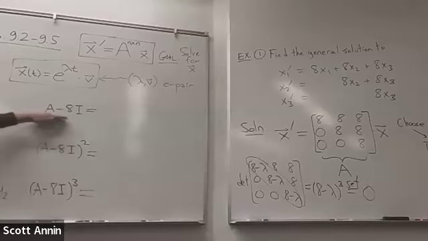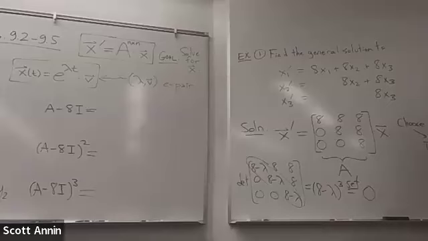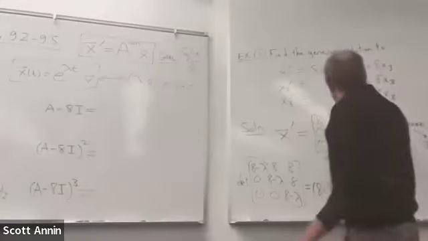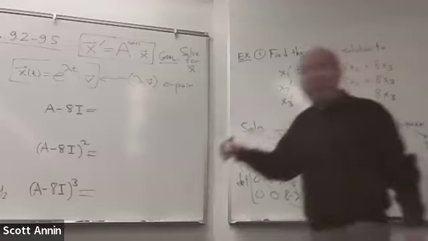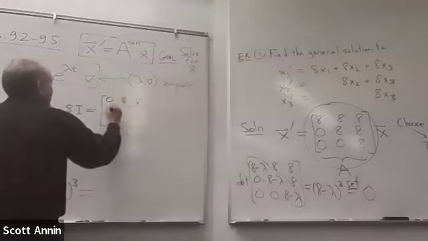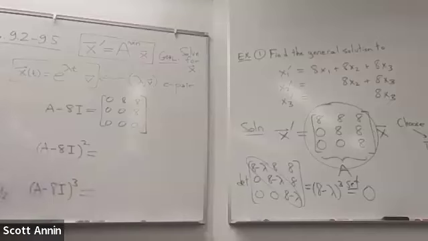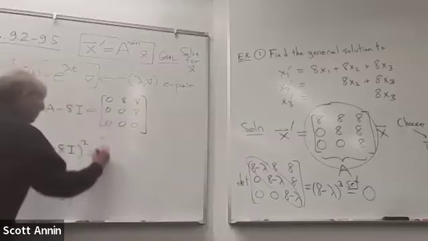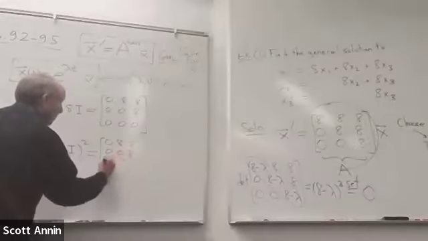And so A minus 8I, by the way, that is actually just this matrix here. Okay, so if you subtract, here's the A, right? If you subtract the lambda from the main diagonal, you're just going to get 0, 8, 8, and 0, 0, 8, and 0, 0, 0. And if you square that matrix, we're going to write it down twice here, guys.